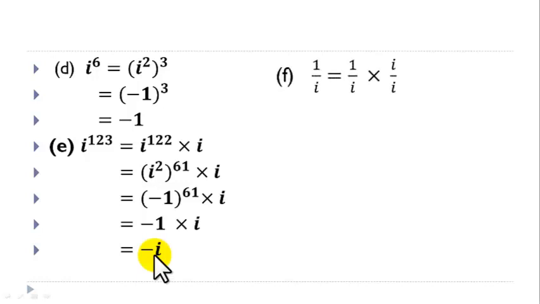F. Let us evaluate 1 all over i. 1 over i can be expressed as 1 all over i times i over i. Then multiplying out the numerators and the denominators, we have i all over i squared. But i squared is minus 1. So this will give us i all over minus 1, which is equal to minus i. So 1 all over i is equal to minus i.